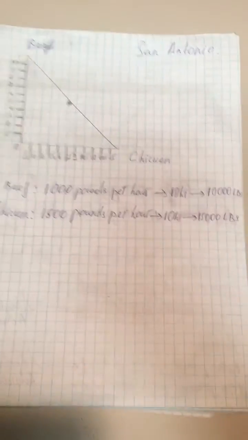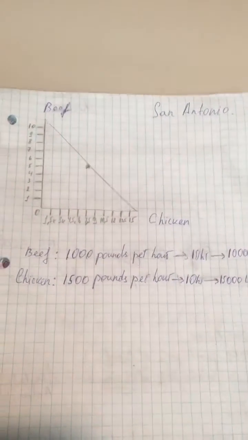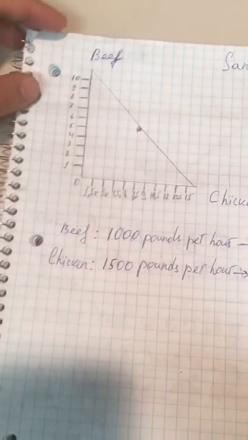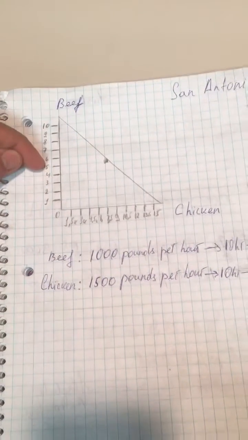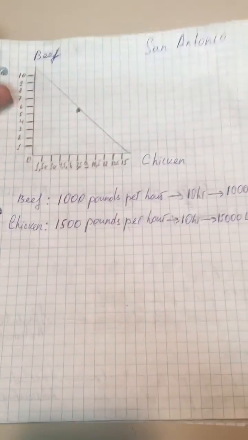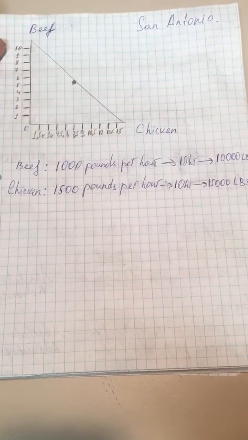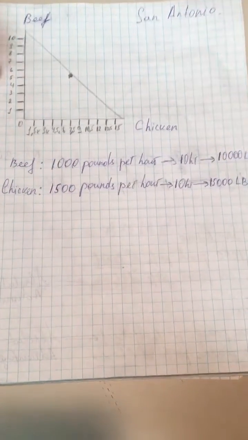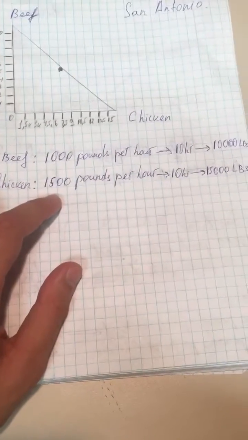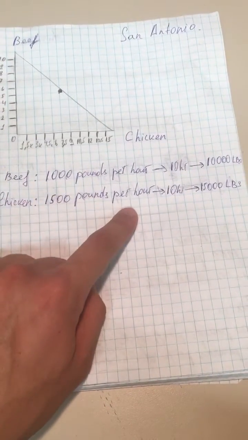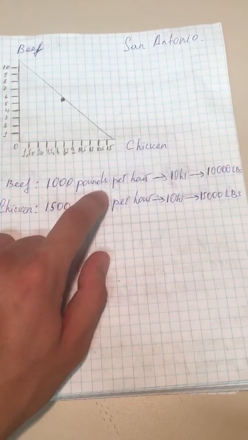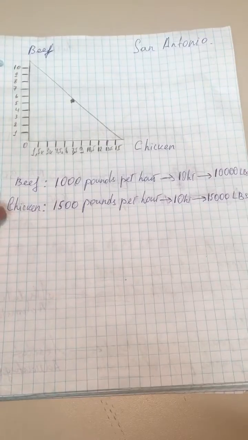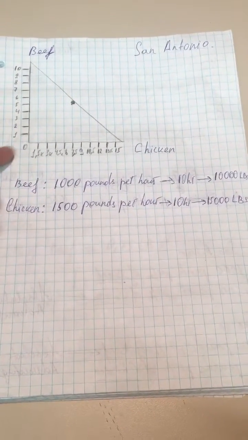So, let's first view the case with San Antonio. Looking at the graph, you could see the numbers are given in thousands, by the way. You could see that more chicken than beef is being produced in one given hour. So there's 1,500 pounds of chicken produced per hour against 1,000 pounds of beef per hour. We see that chicken has an obvious advantage in this case, and you could actually see it in the graph.